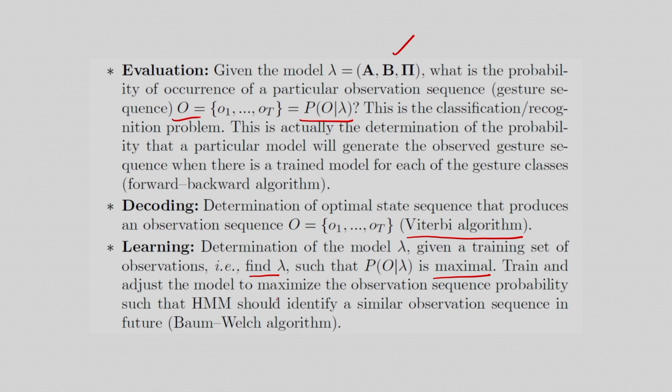Train and adjust the model to maximize the observation sequence probability such that the HMM should identify a similar observation sequence in the future. So this Baum-Welch algorithm you can also see. So these algorithms are very important. One is the forward backward algorithm, for the problem where we have to determine the probability of O given lambda. And the decoding problem, that is nothing but the Viterbi algorithm. And the learning problem, that is the training of the hidden Markov model. So we have to maximize the probability of O given lambda, and for this we can consider the Baum-Welch algorithm.